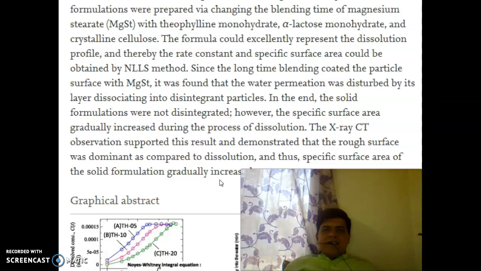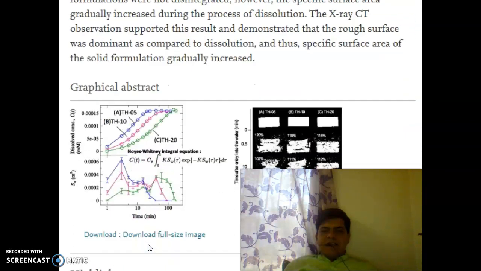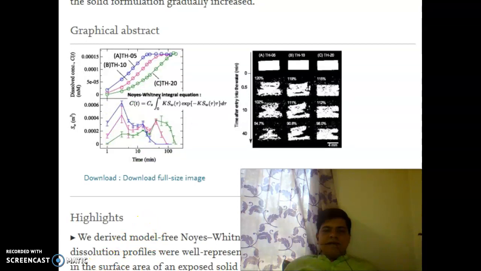So in this, since the long-time blending coated the particle surface with magnesium stearate, it was found that water permeation was disturbed by its layer dissociating into the disintegrant particles. So in the end, the solid formulations were not disintegrated, however the specific surface area gradually increased during the process of dissolution. So this X-ray will show the result and demonstrate that the rough surface was dominant as compared to dissolution, and the specific surface of the solid formulation gradually increases. So in this graph we can see the non-linear graph we have obtained, and in the X-ray also we can see the differentiation in the particle size that has been observed.